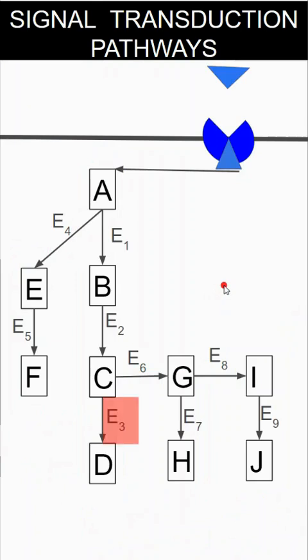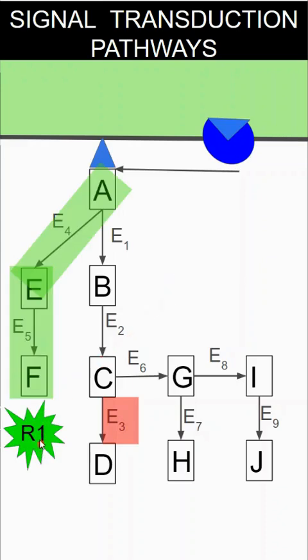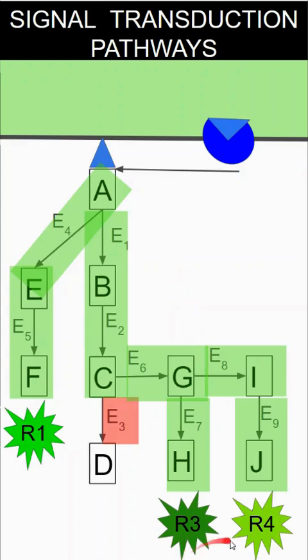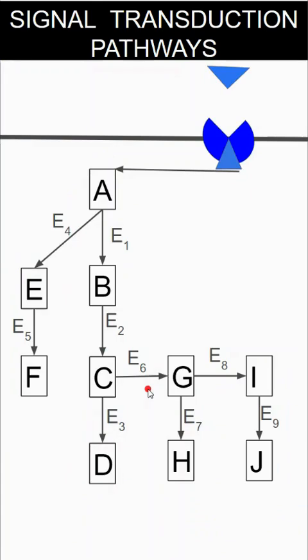Another example here, if we messed up this particular part of the pathway, what still works? That works, that works. We get response number 1. This still works, and we get response 3 and 4. However, we do not get response number 2. So again, understanding and pinpointing when you look at a signal transduction pathway, what is working and what is not working is the goal here.